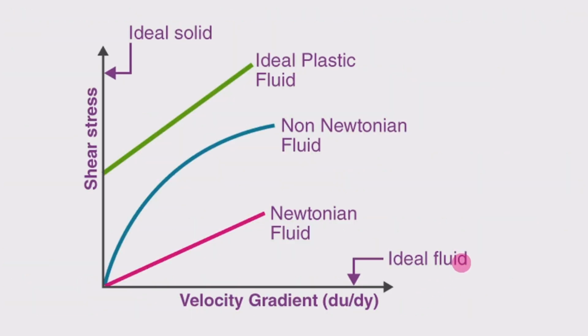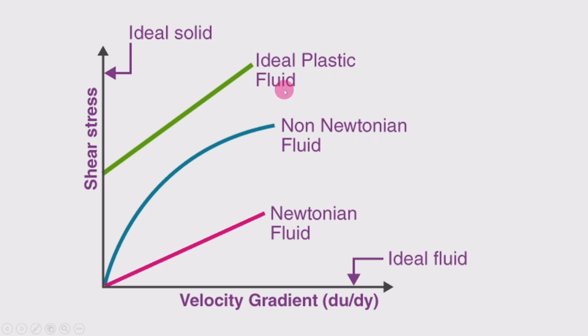Further, on the graph of shear stress versus velocity gradient, if you plot all the fluids, this is the ideal fluid. There is no shear stress; the shear stress is zero. That is the ideal fluid. And this is the Newtonian fluid, where the shear stress is directly proportional to the velocity gradient, moving linearly. And in the non-Newtonian fluid, shear stress is not directly proportional to the velocity gradient, and there is some other relationship between them.